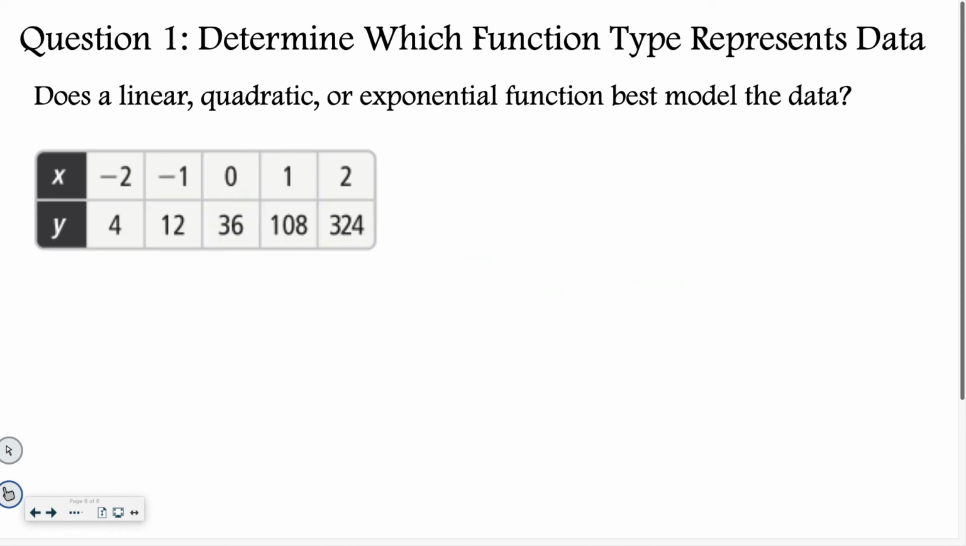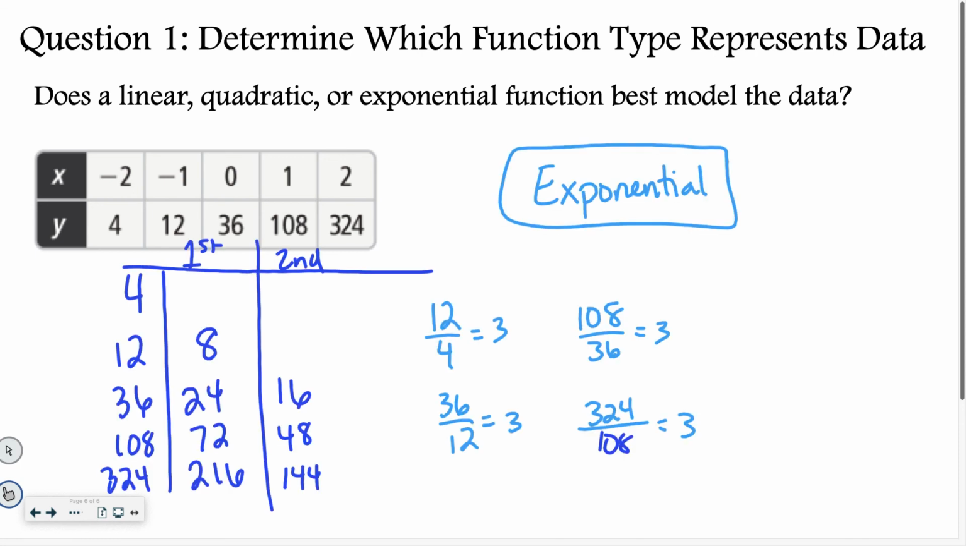Okay, this is the last one I want you to try on your own. Good luck. Okay, for this problem, hopefully you saw that your first differences didn't match, your second differences didn't match, but if you went back to the original y values and did the second term divided by first, third divided by second, and so on, you saw that you had a common ratio of 3. Okay, so that tells me that this is an exponential function.